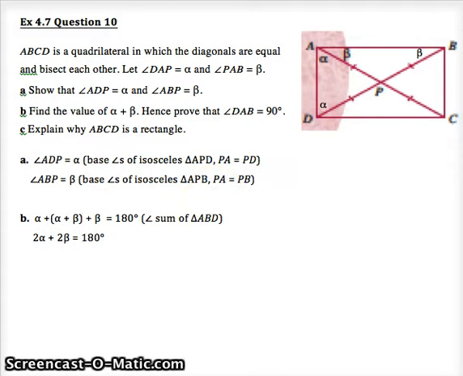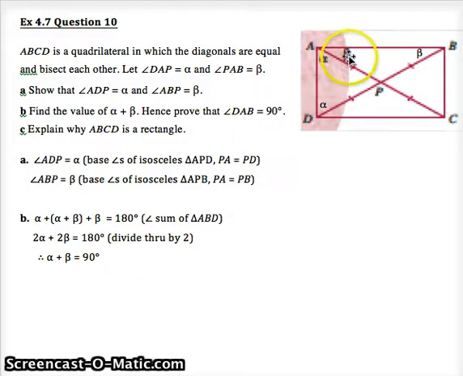And hence if we divide through by 2, so if we divide each expression here by 2, so divide through by 2. So 2 alpha divided by 2 is alpha, 2 beta divided by 2 is beta, and 180 divided by 2 is 90. We can hence see that alpha plus beta is 90.